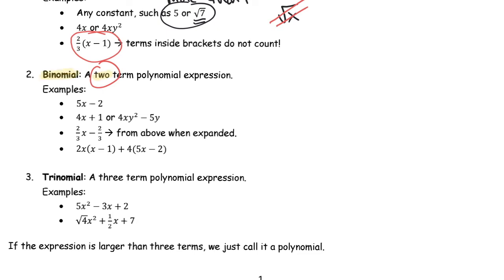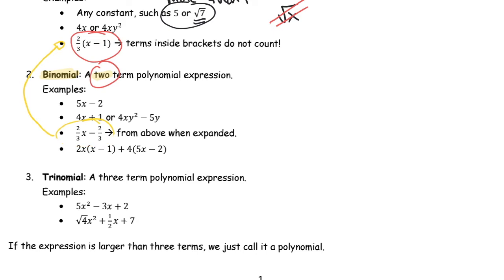Now, that could be 5x minus 2, 4x plus 1, 4x squared minus y. Or here, notice this one right here. This is the expansion when I multiply that out. As soon as I multiply that 2/3 through, when I distribute it through the x and the 1, I can do that, right? I can take that 2/3, multiply it by the x, I can multiply it by the -1, and then I get this. Then that's considered a binomial here.